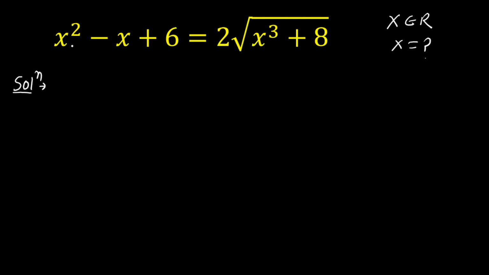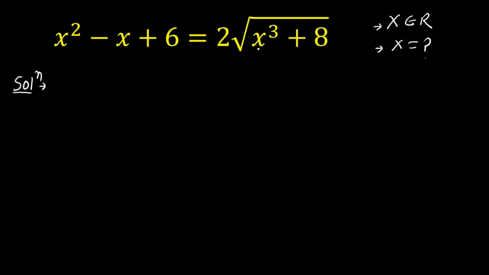In this video, we are going to solve x² − x + 6 = 2√(x³ + 8), and here we will find the value of x, where x belongs to the real numbers. Look carefully at the left-hand side and right-hand side. On the left-hand side we have a quadratic expression and on the right-hand side we have a radical expression.